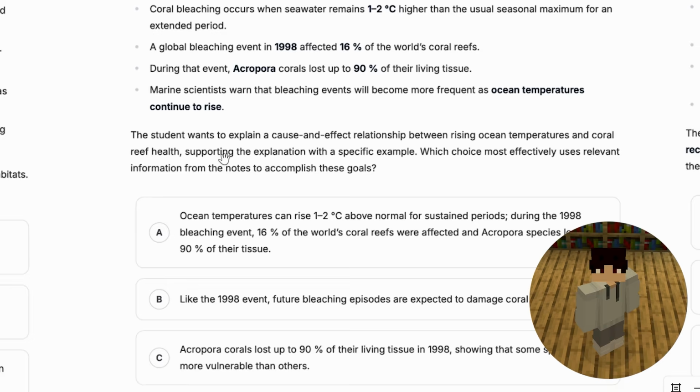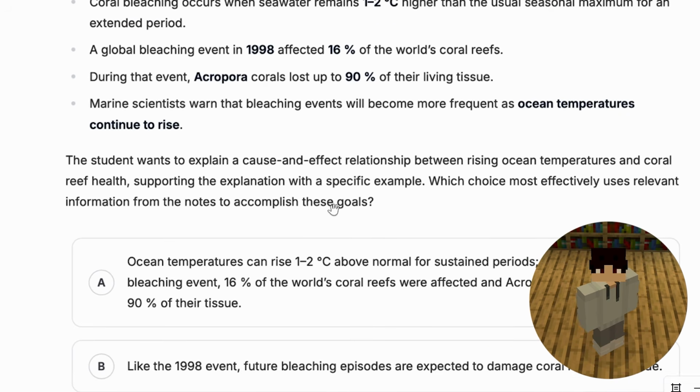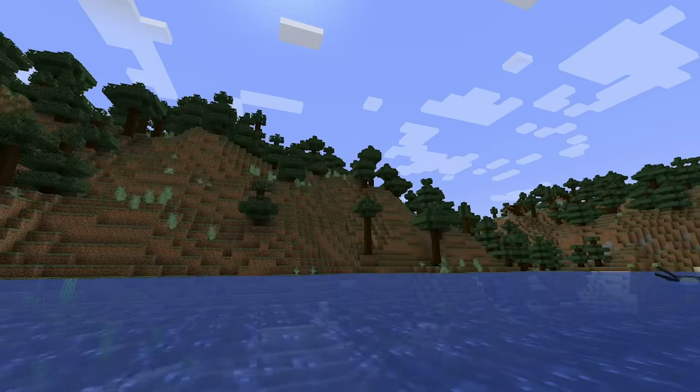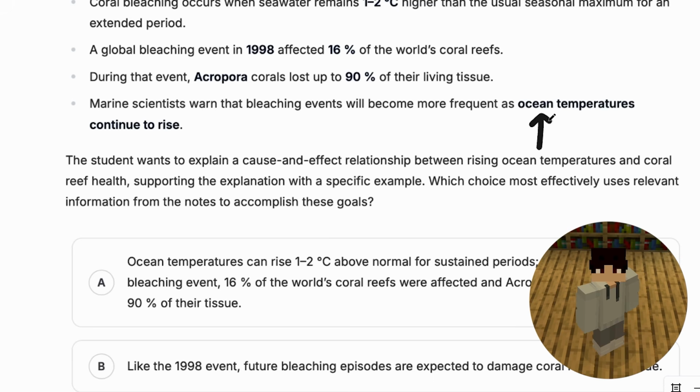The student wants to explain a cause and effect relationship between rising ocean temperatures and coral reef health, supporting the explanation with a specific example. So right here, we're just trying to show that when ocean temperatures rise, coral reef health improves as well. But more importantly, we also want to make sure that there's a specific example that supports the explanation. So we're looking for the choice that accomplishes all those different things.